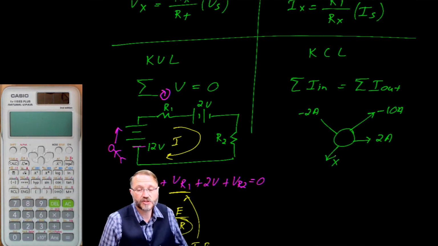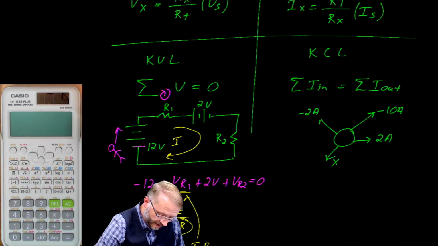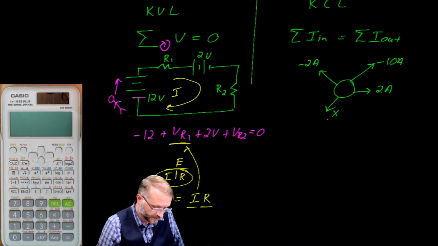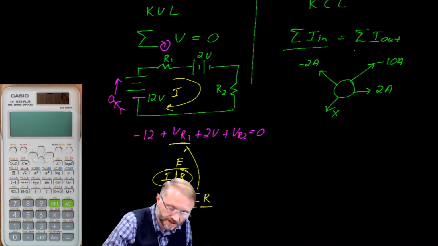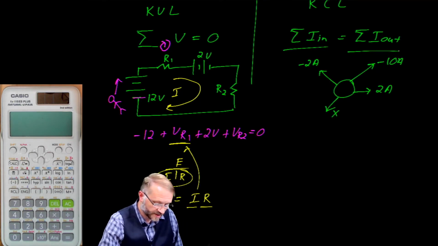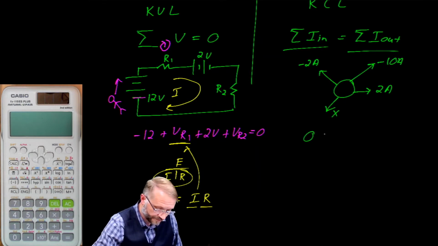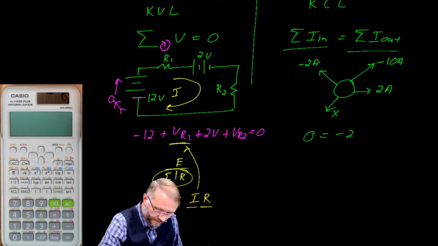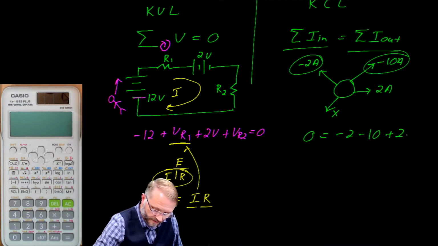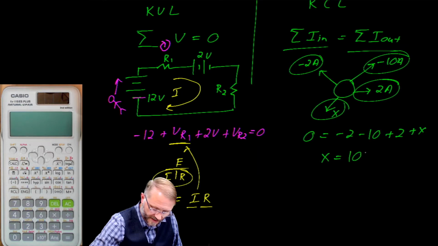You'll notice that we've assumed every current is leaving in this particular case. But that's all right because we know the summation of the currents in is equal to the summation of the currents out. It just so happens that this time there's nothing flowing in. So we would record that as 0 is equal to negative 2 minus 10 plus 2 plus X. And solving for that, X is equal to 10 amperes.